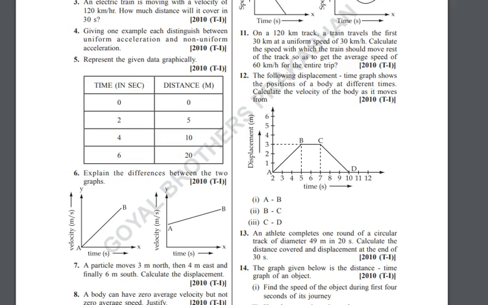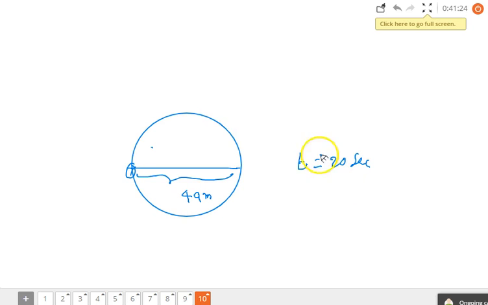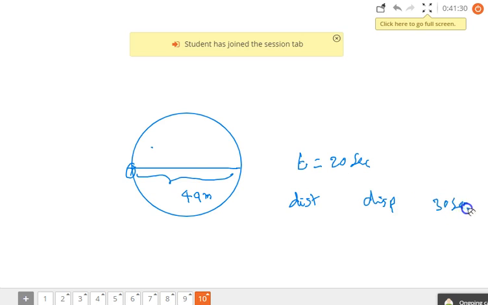Now what are they asking? Calculate the distance covered and the displacement at the end of 30 seconds. One round takes 20 seconds. Where did it go in the next 10 seconds? Here only, half of the way. At the end of 30 seconds, what is the distance? And what is the displacement? This is the question.